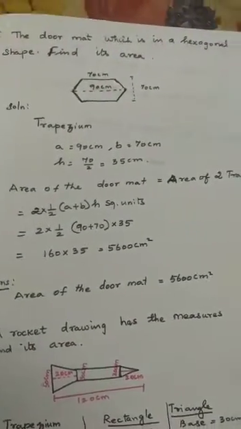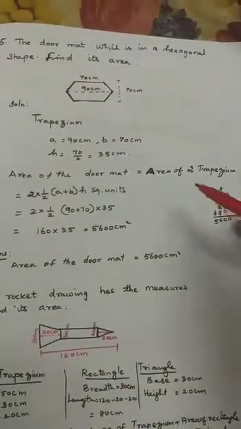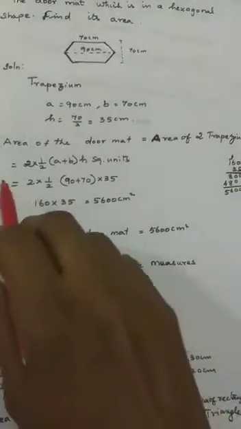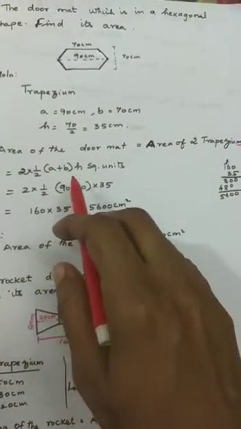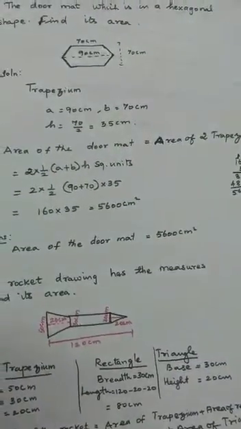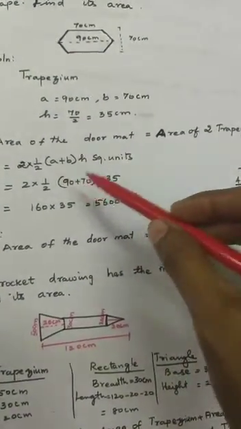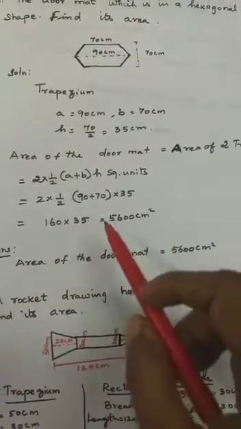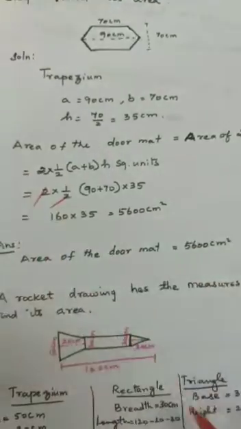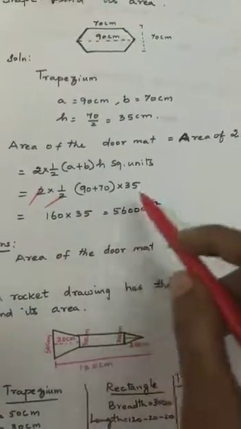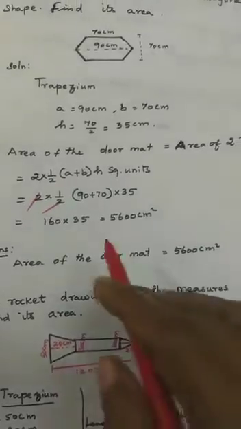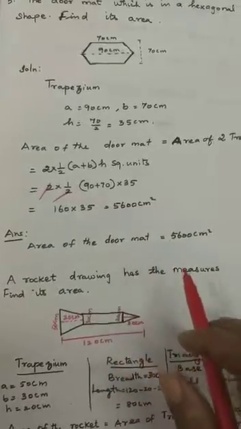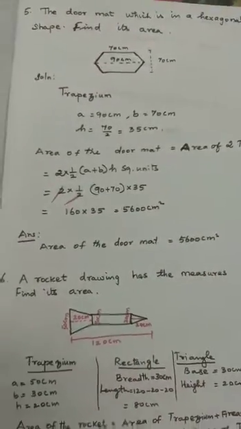Now area of the doormat is equal to area of two trapeziums. 2 into 1 by 2 into a plus b into h square units. Now you substitute the values. So 90 plus 70 into 35. You can cancel 2 and 2 here. Then 160 into 35 is equal to 5600 centimeter square. Answer: area of the doormat is equal to 5600 centimeter square.